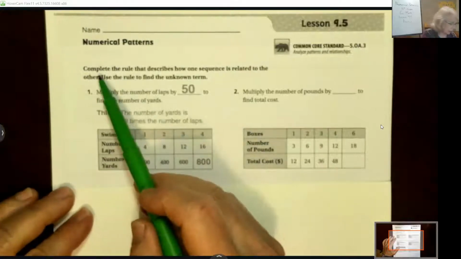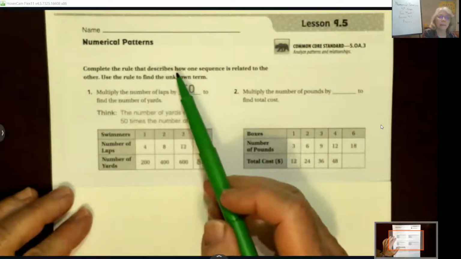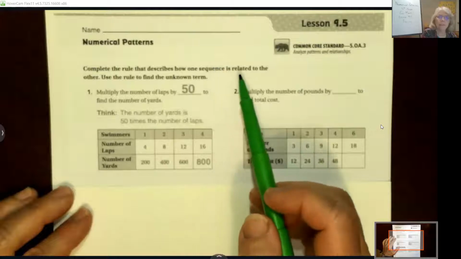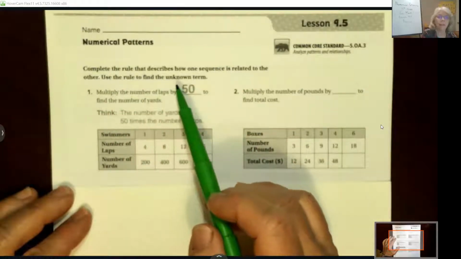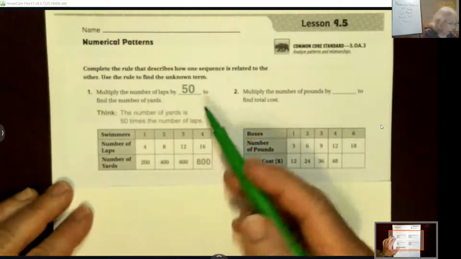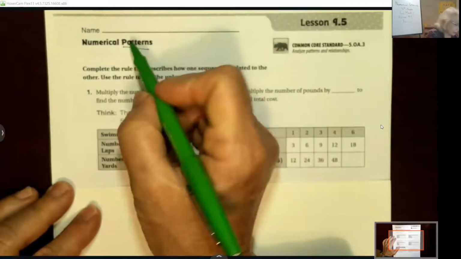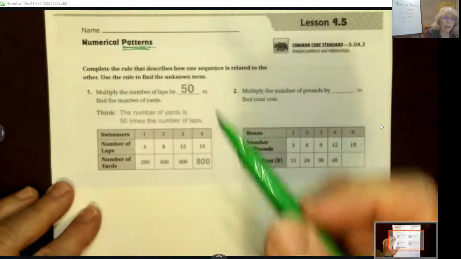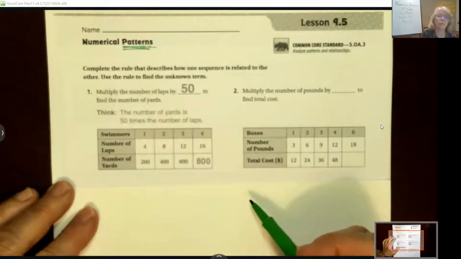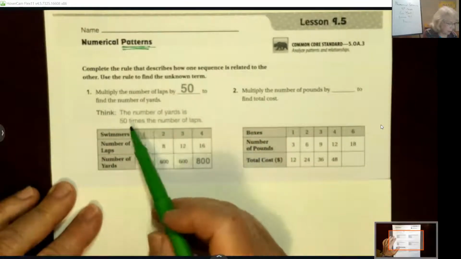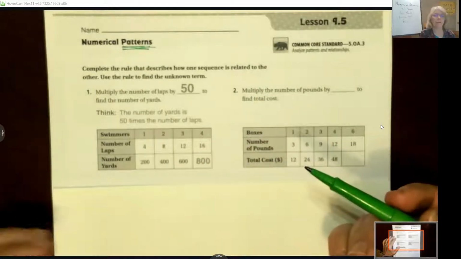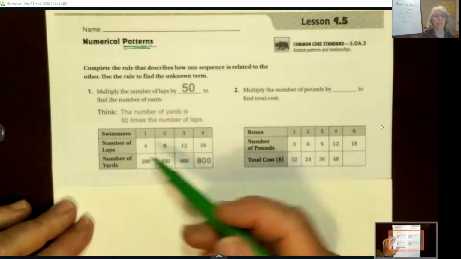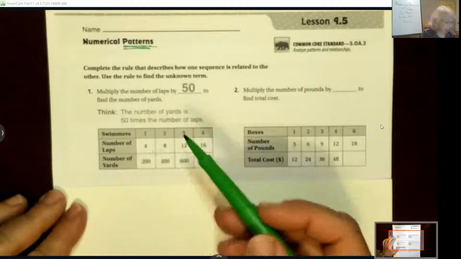So it says, complete the rule that describes how one sequence is related to the other. Use the rule to find the unknown term. So I love patterns in math. There's lots and lots of patterns, and by finding the pattern, we find the rule. So they tell you, think the number of yards is 50 times the number of laps. Well, what are they talking about? They have a whole chart here, and there's no 50 on it. So let's look at what this chart means.